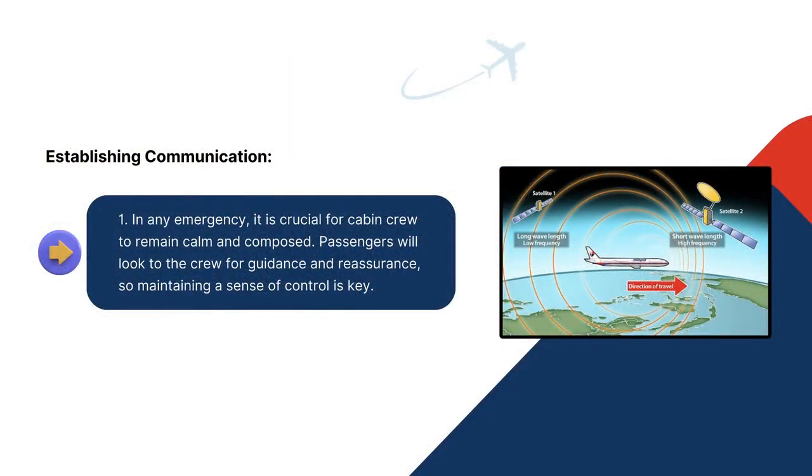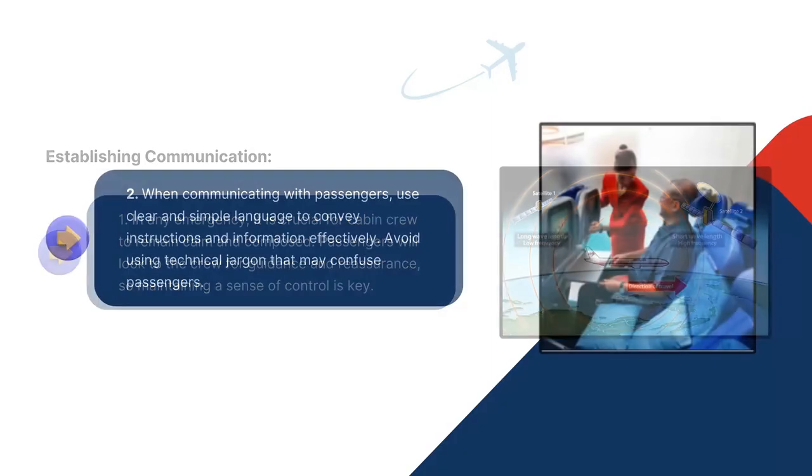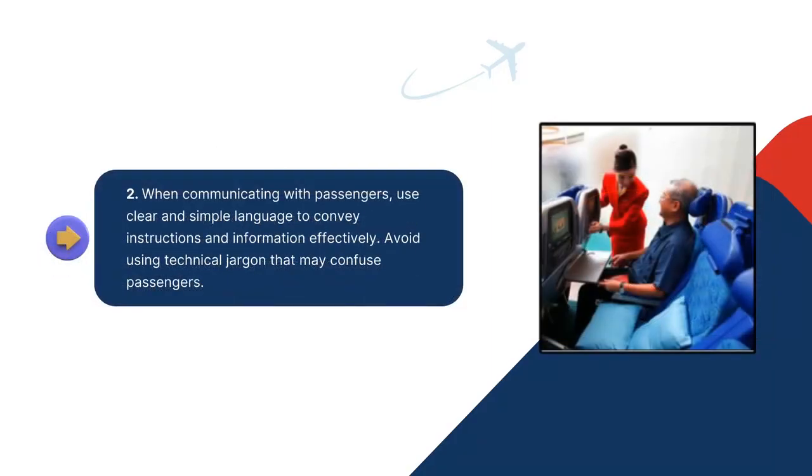1. In any emergency, it is crucial for cabin crew to remain calm and composed. Passengers will look to the crew for guidance and reassurance, so maintaining a sense of control is key. 2. When communicating with passengers, use clear and simple language to convey instructions and information effectively. Avoid using technical jargon that may confuse passengers.